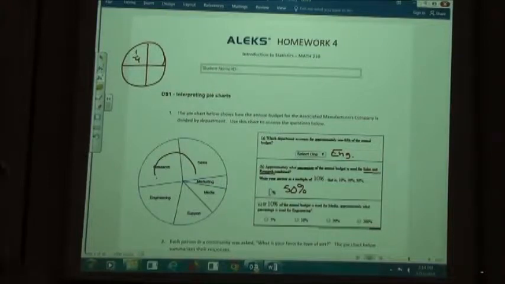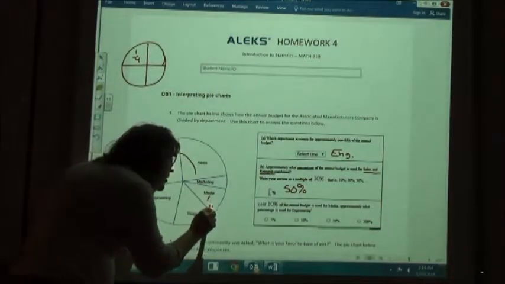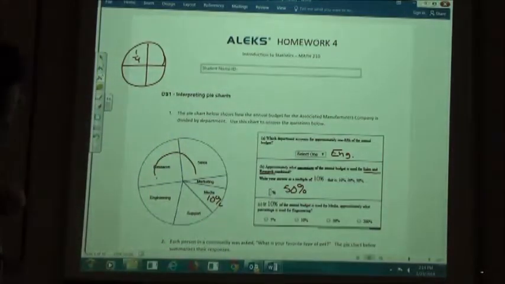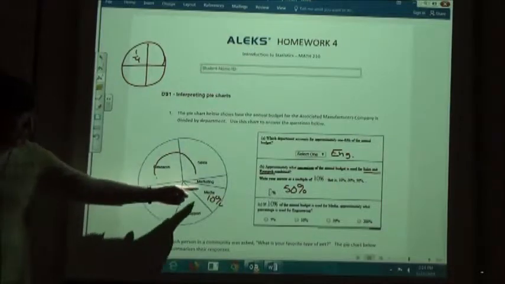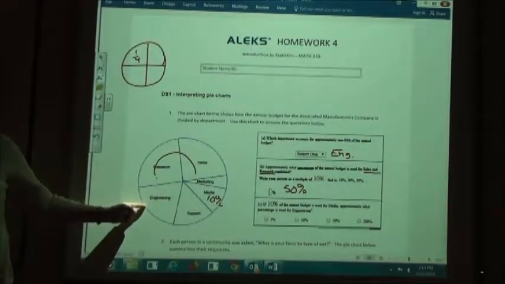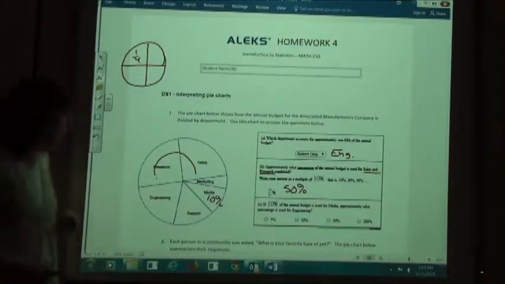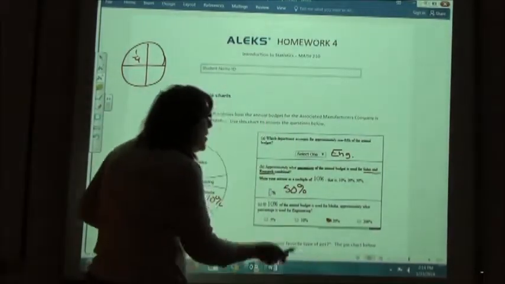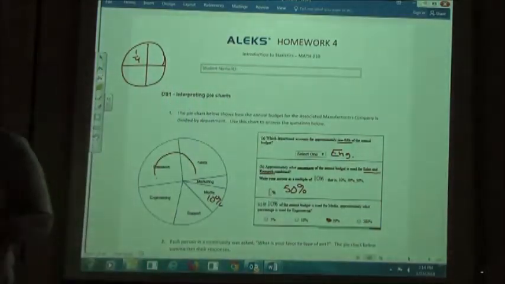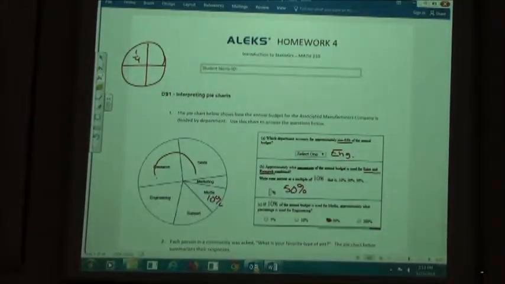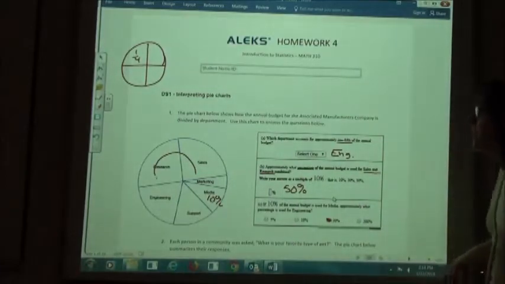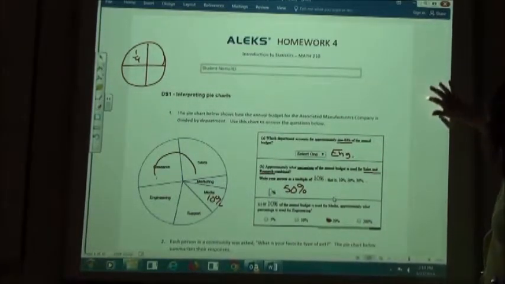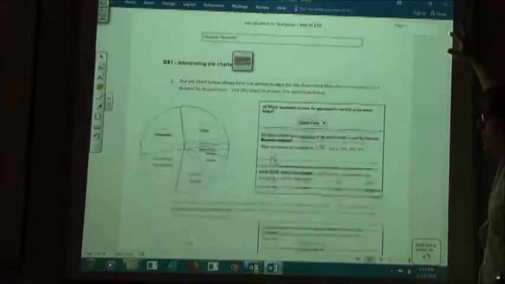If 10% of the annual budget is media, so they're telling you this is 10%. Approximately what percent is used for engineering? If this is 10, that one looks like it's about how much bigger? 20. Besides, this one up here was 1/5, and 1/5 is the same thing as 20%, right? So just taking your pie chart, estimating those values based on what you know. Half my pie chart's 50%, 1/4 of it is 25%, etc.